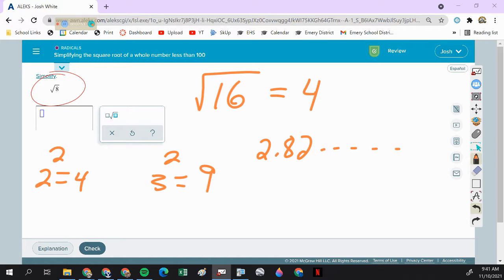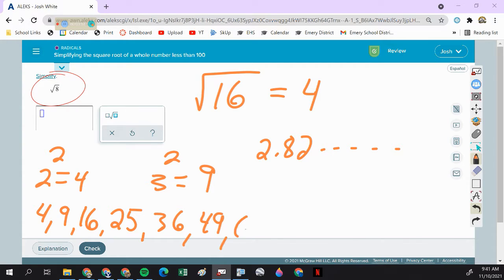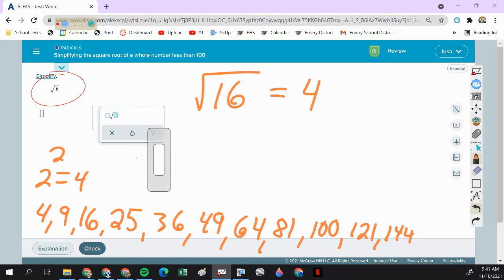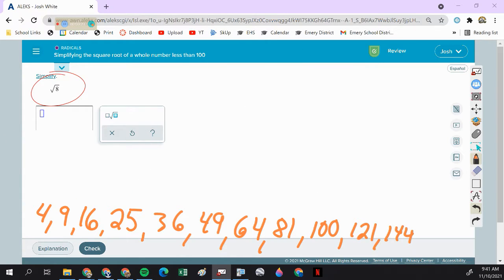What are the perfect squares? 2 times 2 is 4, 9, 16, 25, 36, 49, 64, 81, 100, and 121, and 144. And that list keeps going, right? Well, we are going to look inside 8, and we're going to remove any perfect squares.